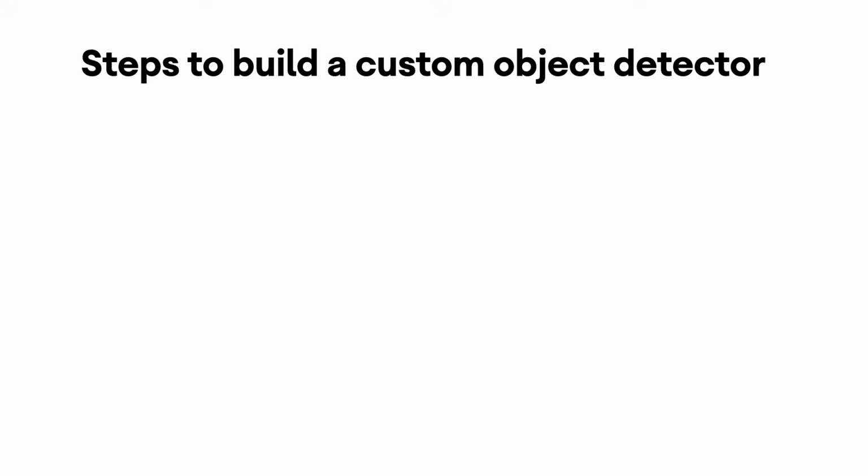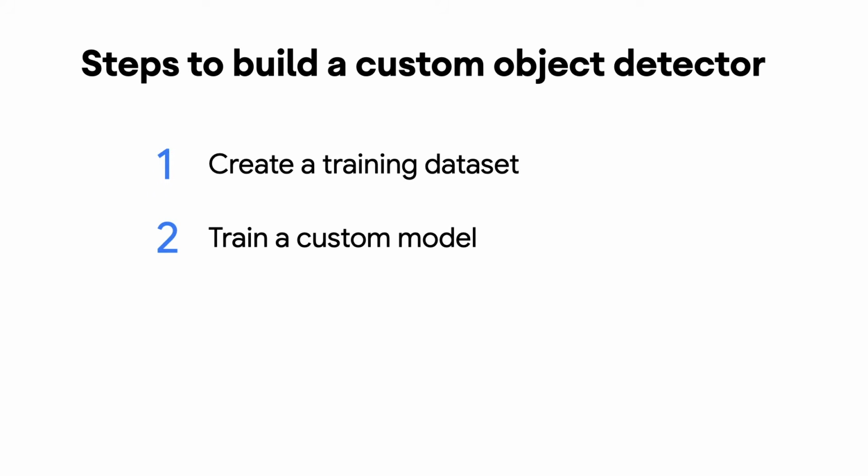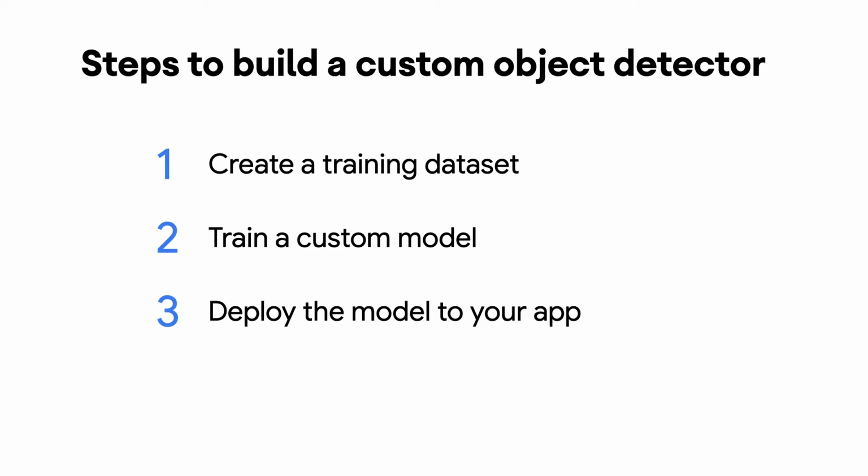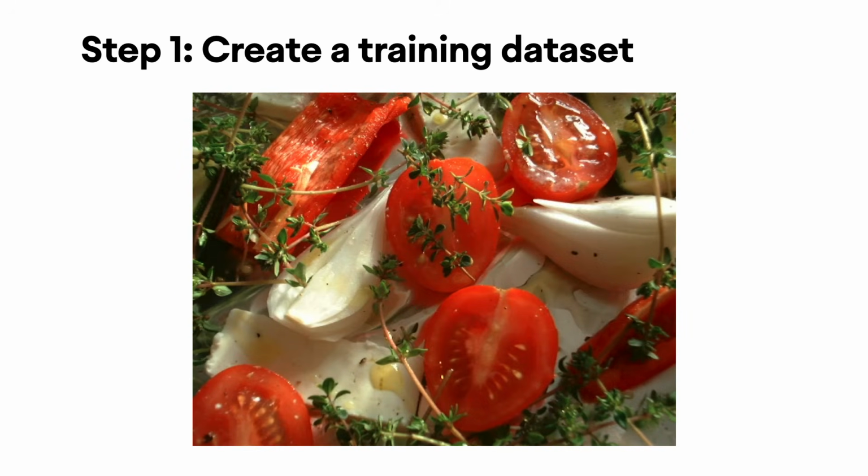There are 3 steps to do so. First, collect your training images and label them. Second, train a custom model using TensorFlow Lite Model Maker. This is a Python library that allows you to train machine learning models in just a few lines of code. There's no machine learning expertise required. And finally, deploy the custom model to your mobile app using TensorFlow Lite Task Library. This is a library that allows integrating TensorFlow Lite machine learning models to mobile apps in just a few lines of code.